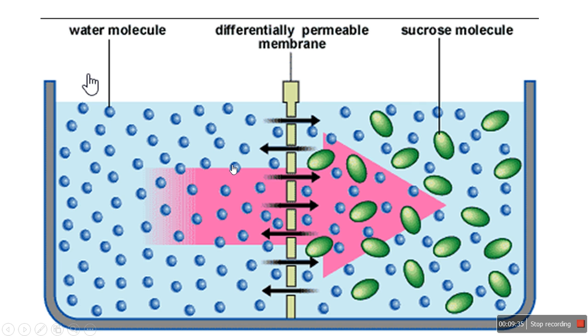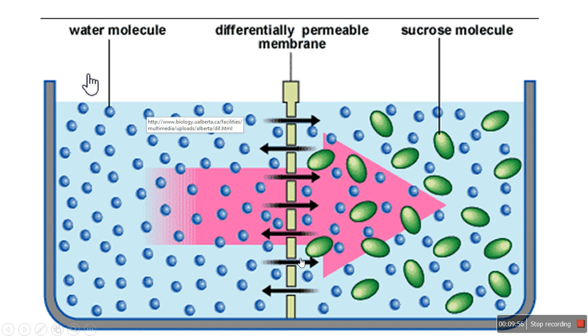Okay, so you can define it either way. So movement of water from a high water potential to a low water potential, or a movement of water from a high water concentration to low water concentration. But you have to say the word water. Remember, it's down that concentration gradient through the membrane, which is this here.